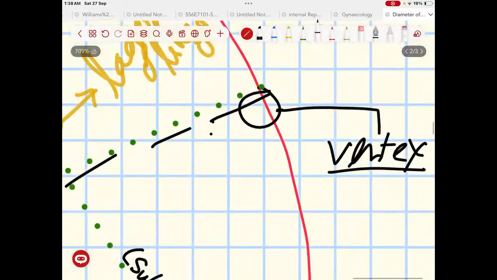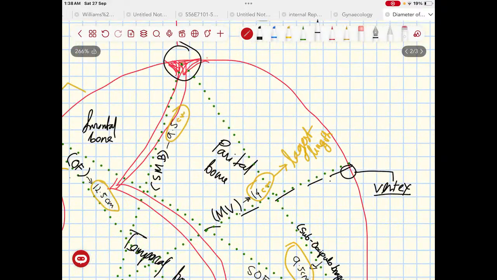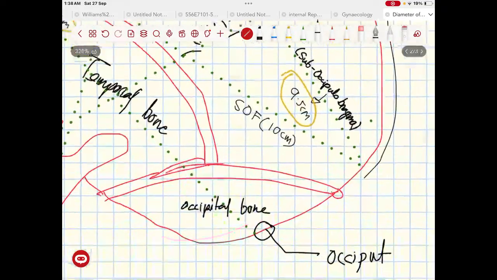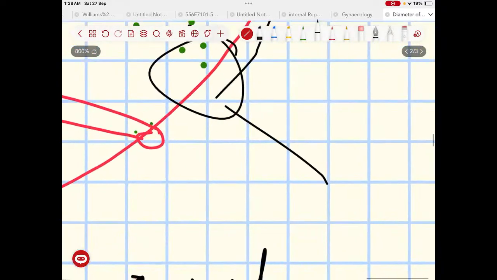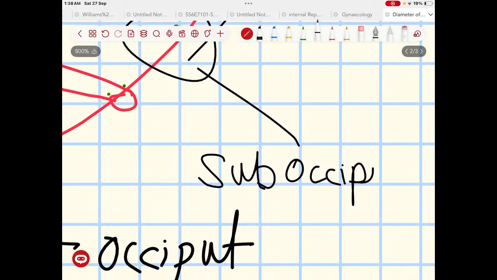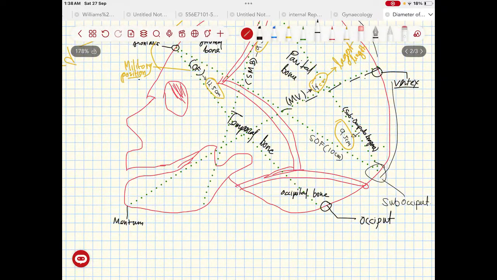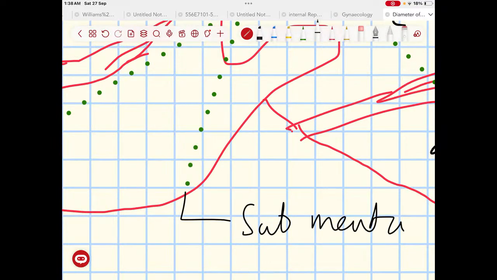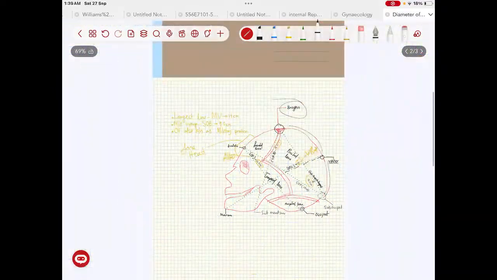This is called the vertex. Vertex is the middle portion, and 2% from the occiput, 2% from the bregma, and this portion is called the subocciput. This is called the subocciput, and the last one is called the occiput. Okay, this is the submentum. Okay, I just write. Okay, these are the only things.